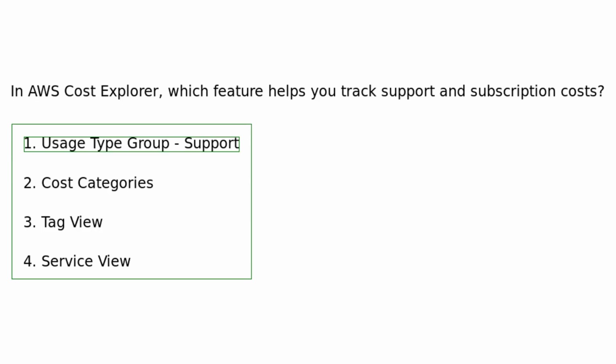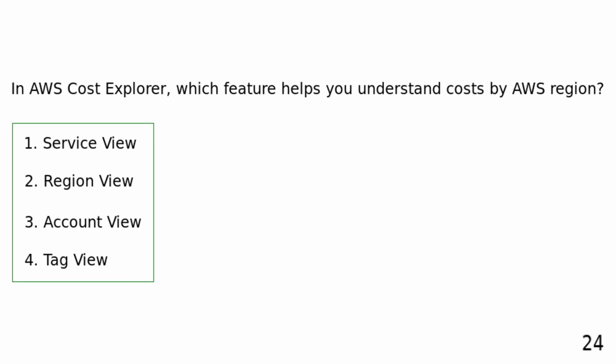Using the usage type group filter in AWS Cost Explorer and selecting Support helps you track and analyze your AWS support and subscription costs. In AWS Cost Explorer, which feature helps you understand costs by AWS region? Service view. Region view. Account view. Tag view.